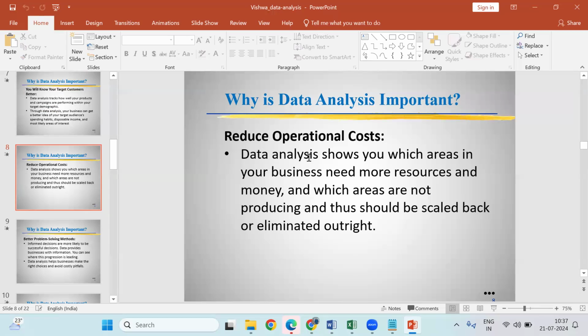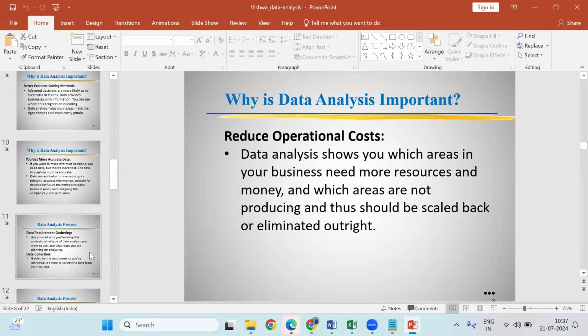Reduction of operational costs. Data analysis shows you which areas in your business need more resources and money, and which areas are not producing and should be scaled back, right? What is the use of data analysis? Why do we need to use it, and what is the main importance? We can use it for cost reduction. What is cost reduction? It is also called operational cost.